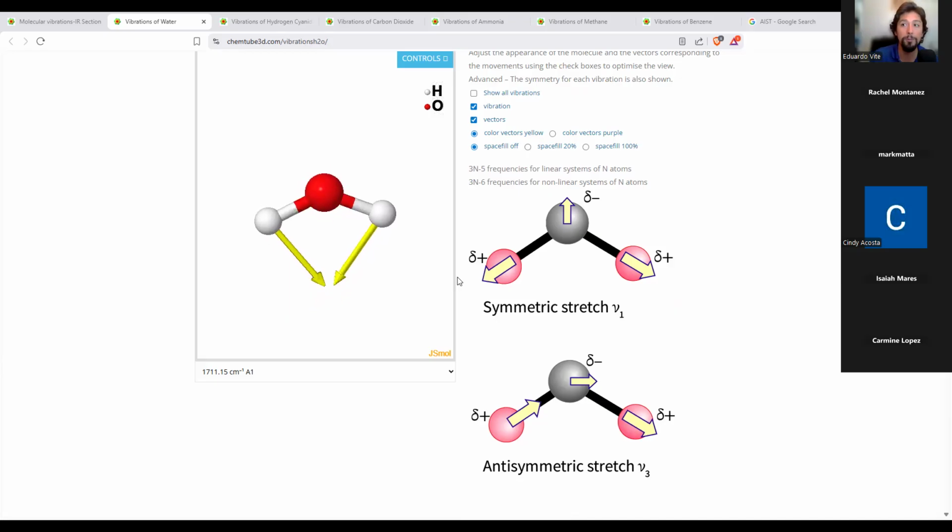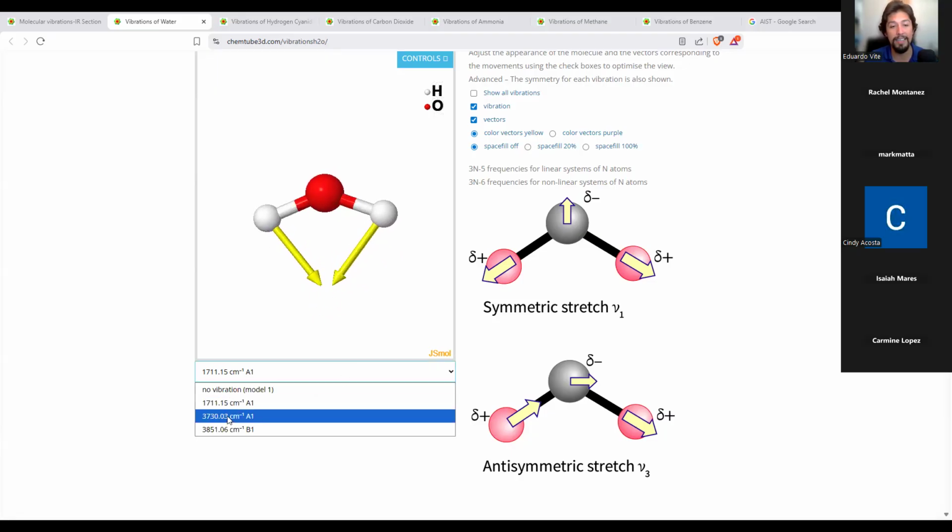This is a bending motion. So bends generally have lower wave numbers than stretches. Bends have lower wave numbers than stretches. But this is one example of a bending motion that water creates. And this happens at 1711 wave numbers. So you can see how it moves, right? And this is real, by the way. We've measured this. We've modeled this.